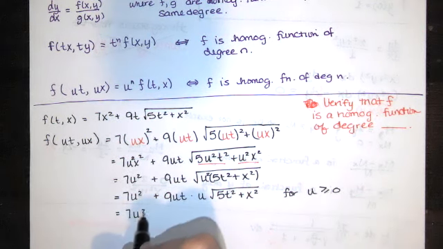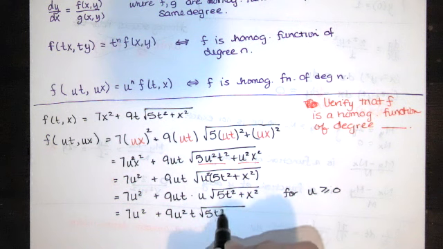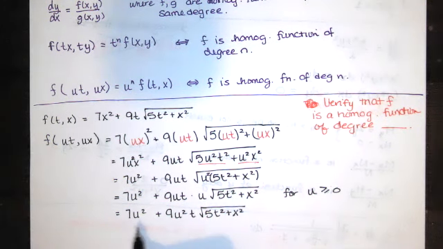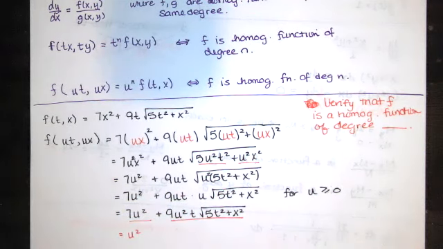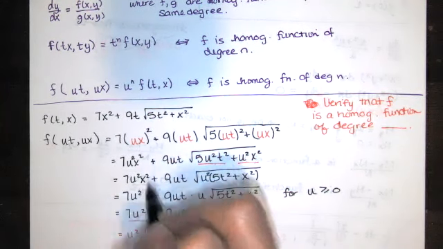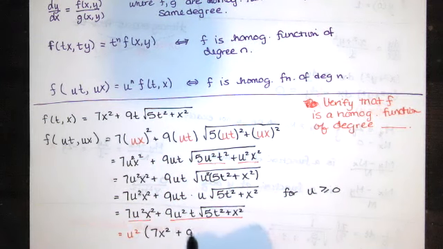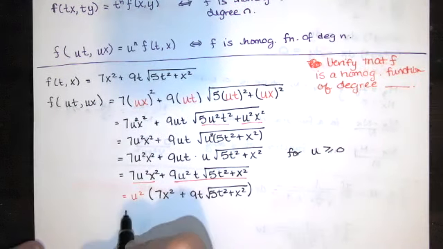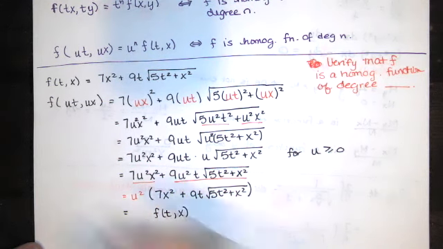And now we have this, 7u squared plus 9u times u is u squared times t times the square root of 5t squared plus x squared. And if I factor out a u squared from this expression and this expression, I have u squared times 7x squared plus 9 times t times the square root of 5t squared plus x squared. Oops, I don't know how I dropped the x squared there. And that is my original function f of t and x.